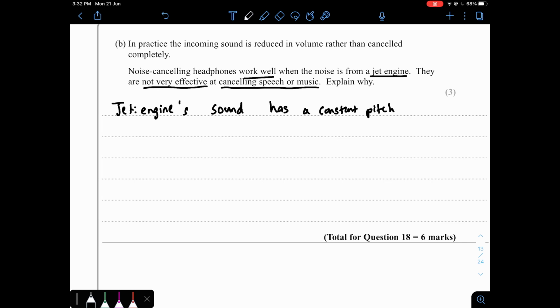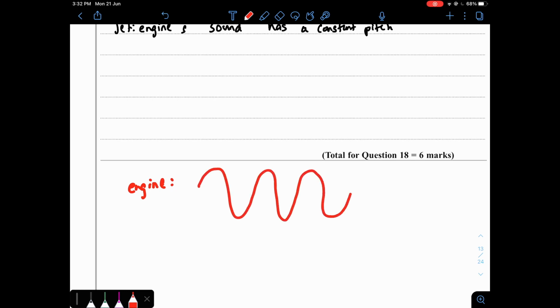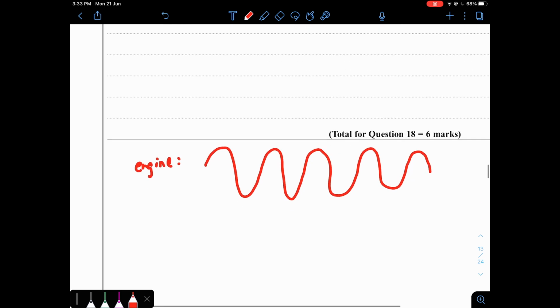Because of that, I'll just draw it here. I'll write engine, just to explain. You have something like this, very constant for the jet engine. But for speech, because we vary our speech, we can talk very fast and very loud, or we can talk very slowly. So for speech, we can get something very different.